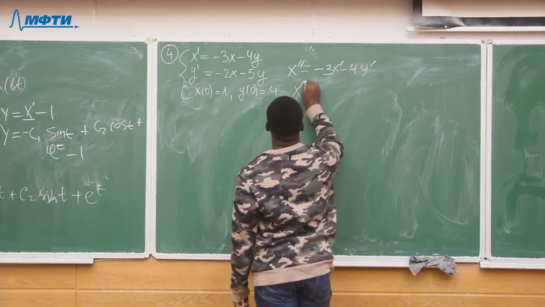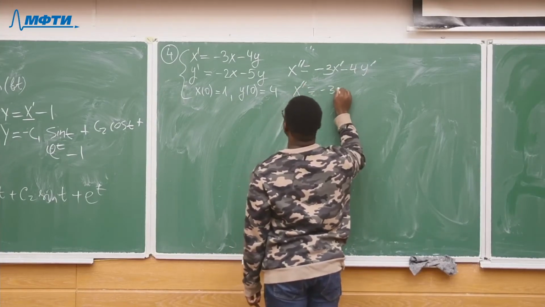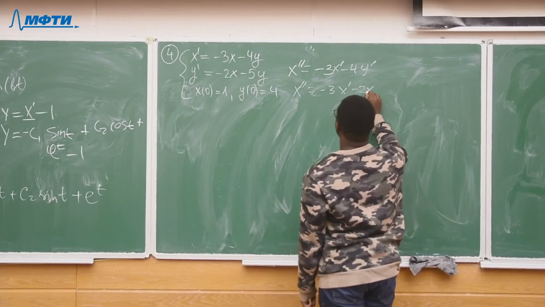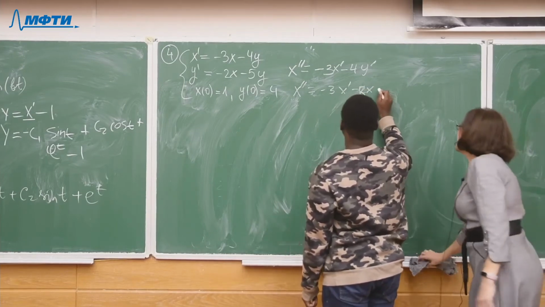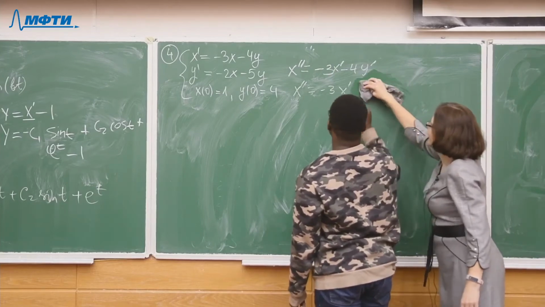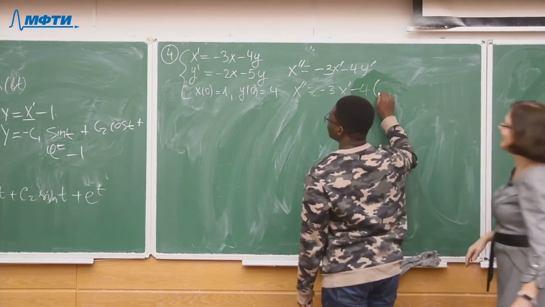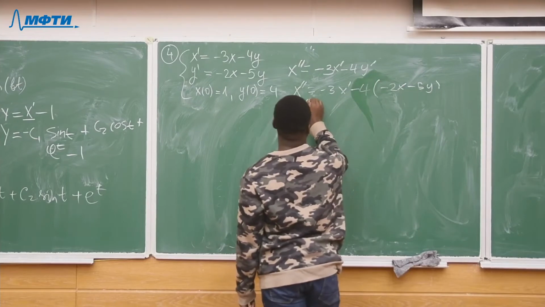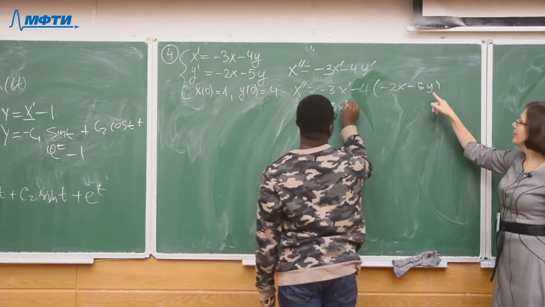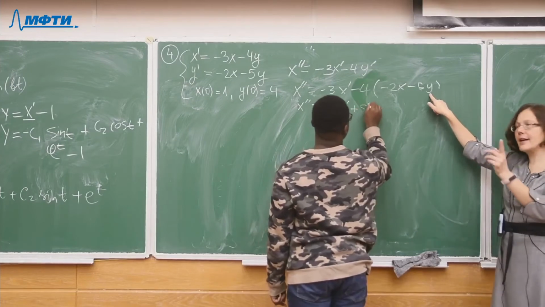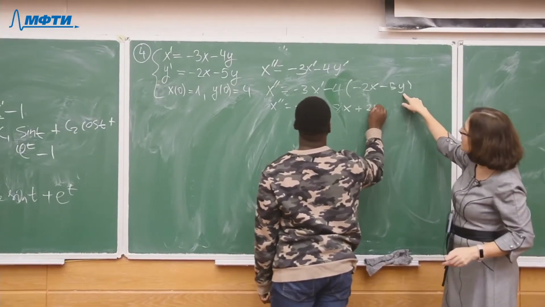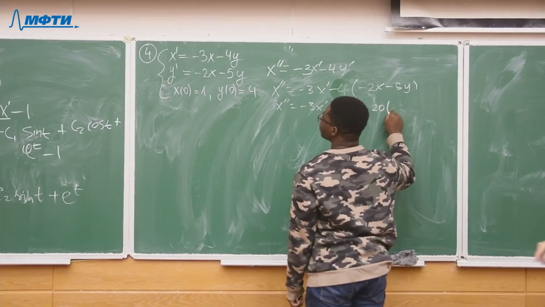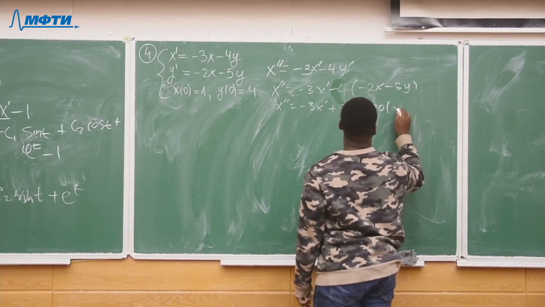Then substitute y prime from the second, multiplied by 4. So 4, maybe it's better not to confuse something, minus 4 multiplied, right. To avoid mistakes, I think it's better to write it in this form. And after this, we need to express y in terms of x and x prime, and this can be taken from the first equation, right? 20y, correct.